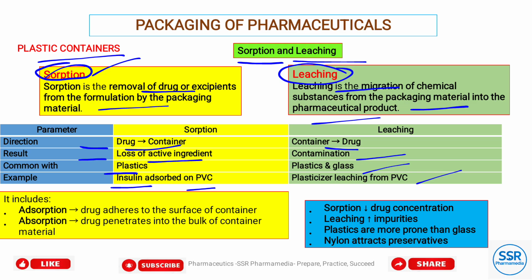So sorption includes adsorption and absorption. Adsorption means the drug adheres to the surface of the container. Absorption means the drug penetrates into the bulk container material. Sorption decreases the drug concentration. Leaching increases the impurity. And plastics are more prone than glass. Nylon attracts preservatives.